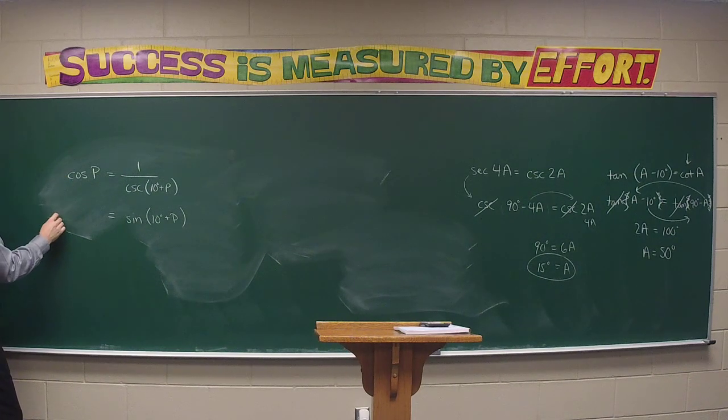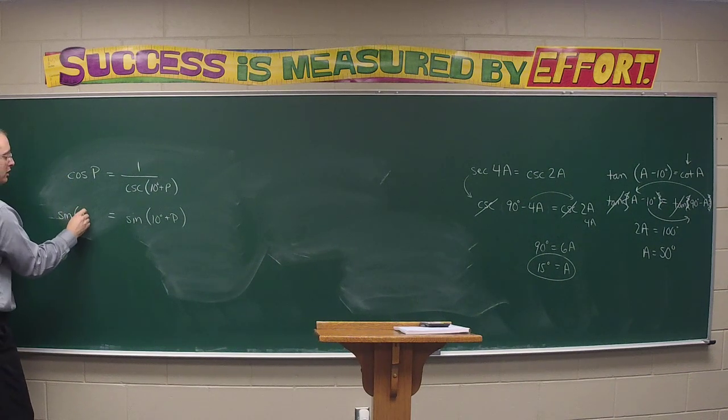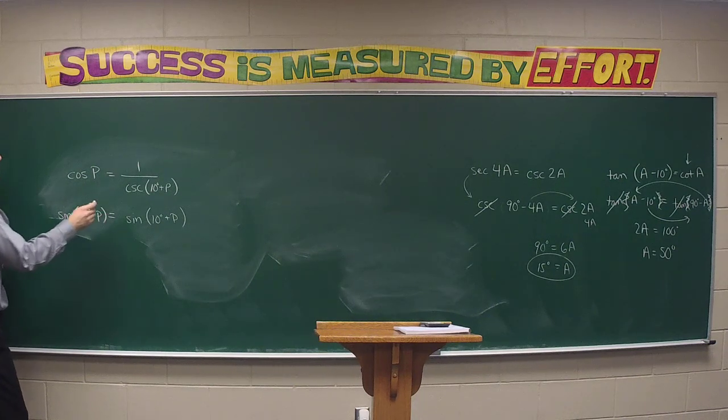So I'm going to change this to sine 90 minus p. Right, sine of 90 minus p. Then from here, we can cancel away the sines and go from here.